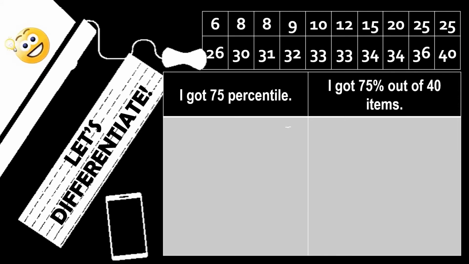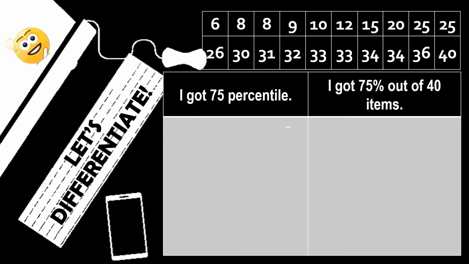Here we have 20 scores in a particular exam. The highest is 40 and the lowest is 6. Let us compare the two statements. I got 75 percentile. The other one is I got 75% out of 40 items. The question here is, are the two statements equal? Is 75 percentile equal to 75% out of 40 items?